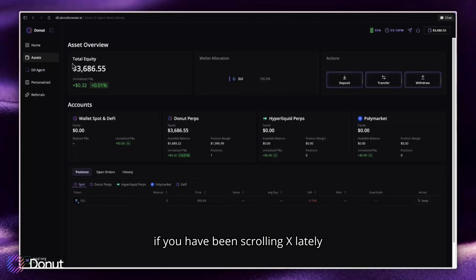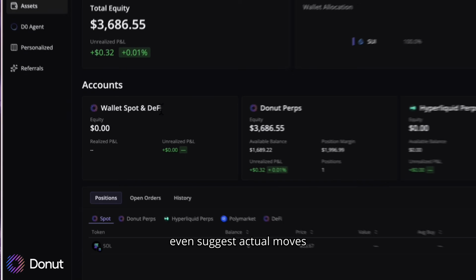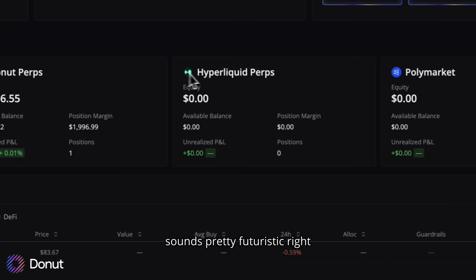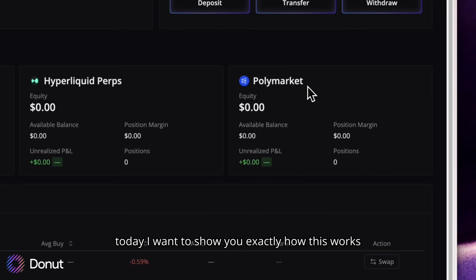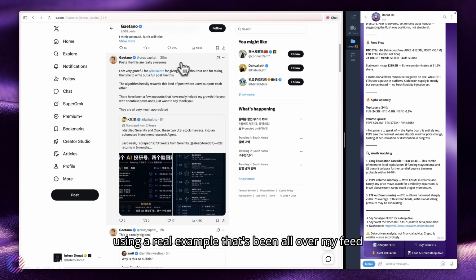If you've been scrolling X lately, you've definitely noticed that US stocks are kind of having a moment. The discussion has blown up, and one of the things people keep talking about is D0's skill import feature. The idea is simple but also ambitious. You can actually feed external trading strategies into D0 and it will analyze them, give you insights, even suggest actual moves. Sounds pretty futuristic, right? Today I want to show you exactly how this works, using a real example that's been all over my feed.